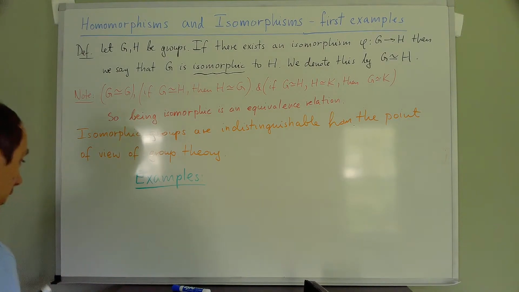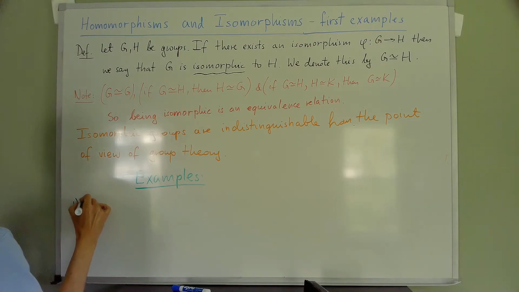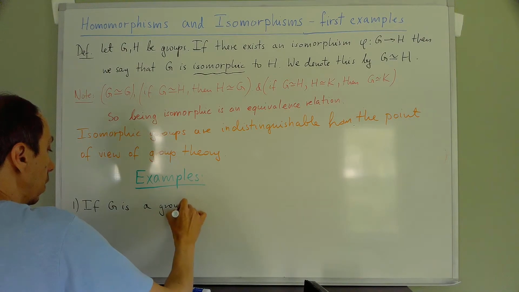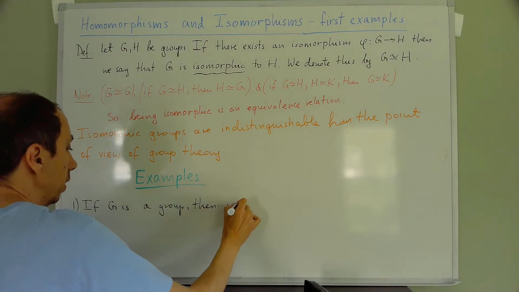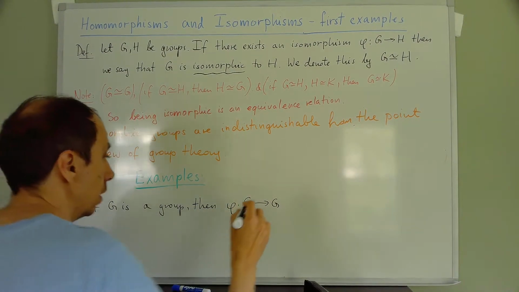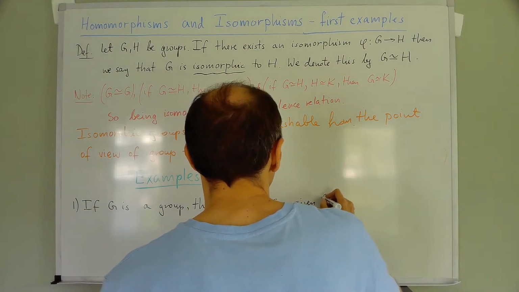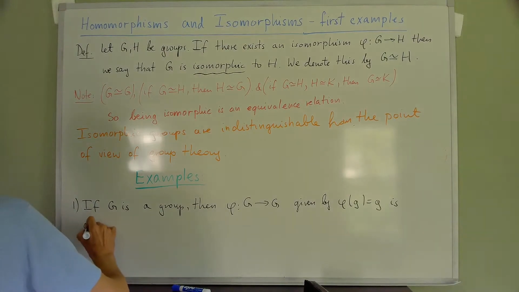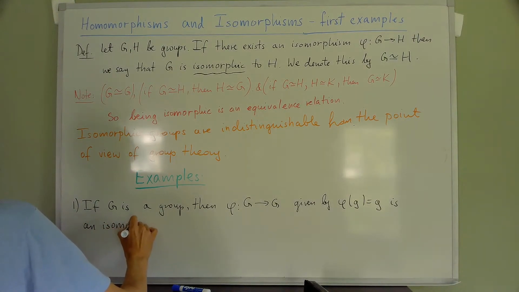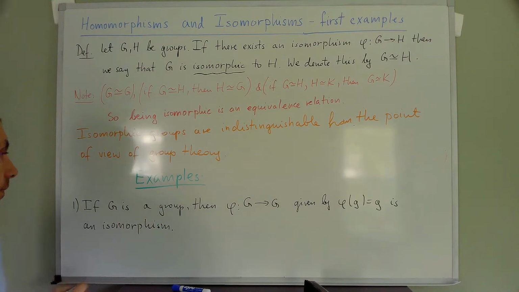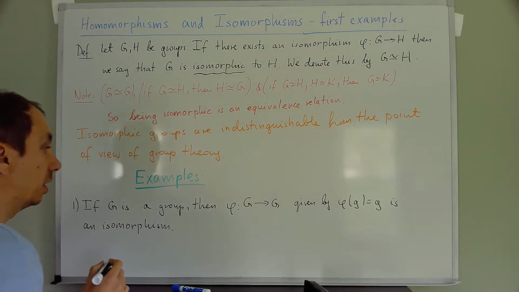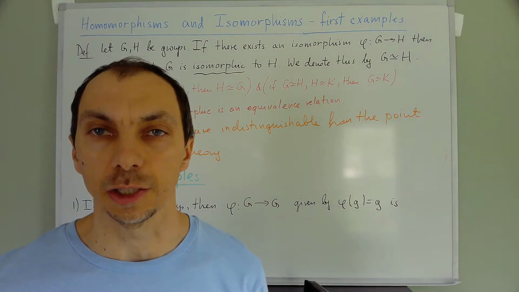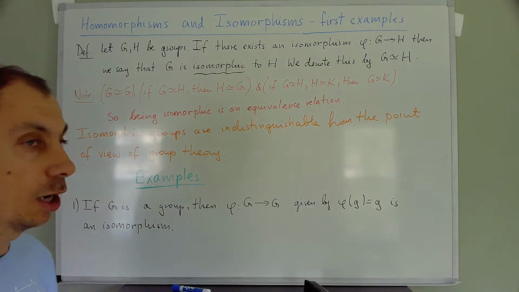So the first example is the one we already mentioned. If G is a group, then phi from G to G given by phi of g is equal to g is an isomorphism. The identity isomorphism. Clearly a bijection, and I asked you to check that it actually has the property of being a homomorphism.